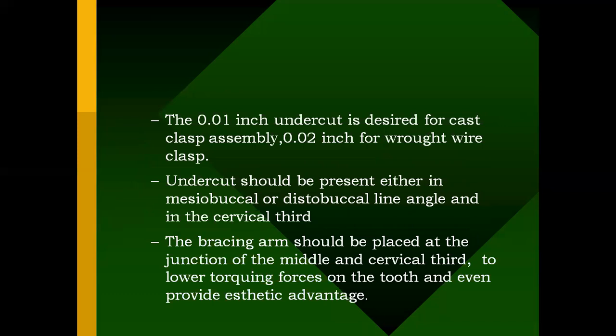Undercut should be present either in mesobuccal or distobuccal line angle and in the cervical third. The bracing arm should be placed at the junction of the middle and cervical third to lower torquing force on the tooth and even provide aesthetic advantage.